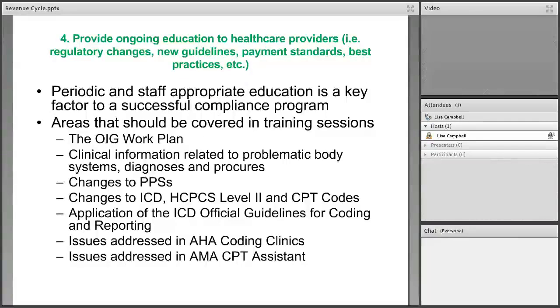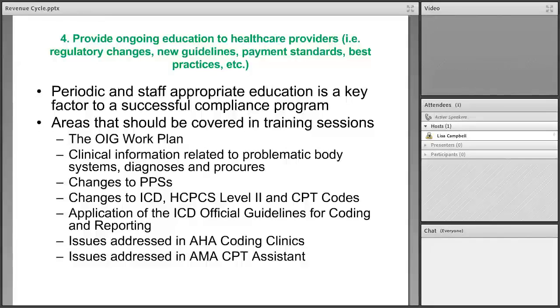Task number 4, provide ongoing education to healthcare providers. So one of the things that's very, very important is alerting our clinical staff to changes that are going to be coming down the pipeline. So for example, usually somewhere between February and April of every year, the ICD-10 Coordination and Maintenance Committee gets together to determine what the new codes are going to be for October.